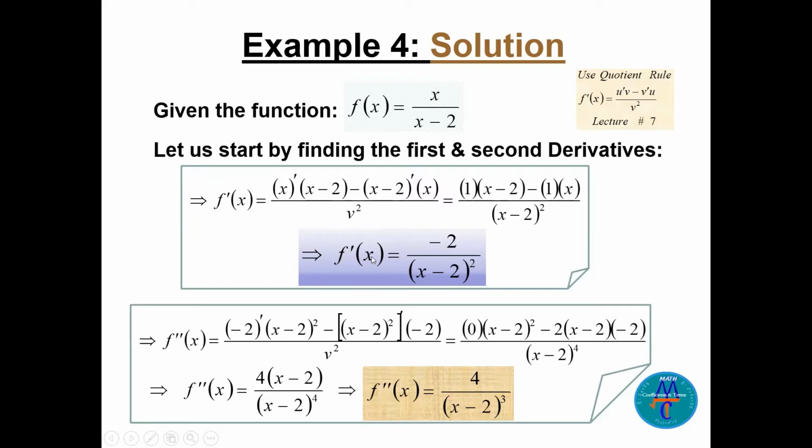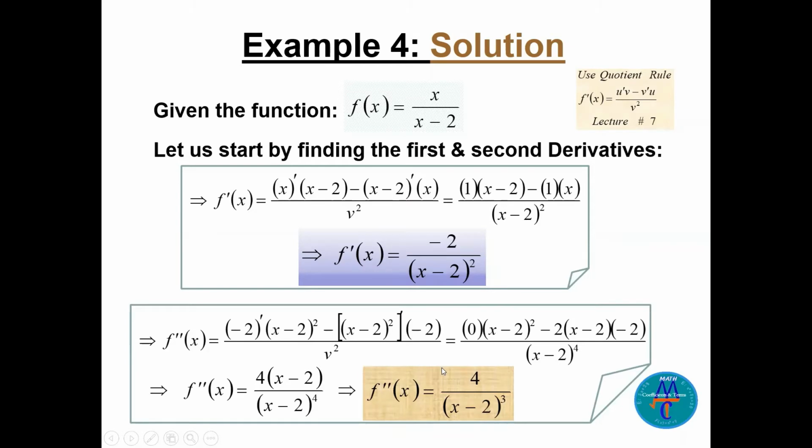Now, again, for f prime, you can use the quotient rule if you like. You can also use the reciprocal rule. I used here the quotient rule: the derivative of minus 2 times x minus 2 squared, minus the derivative of x minus 2 squared times minus 2. This is the numerator u, divided by v squared. Here x minus 2 squared is the v, so it will be x minus 2 to the power 4. Simplify up, this is 0 times this will be 0. Cancel x minus 2 only, so we get f double prime equals 4 over x minus 2 cubed.